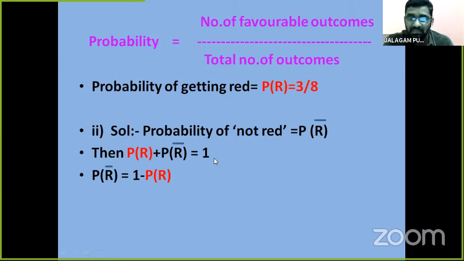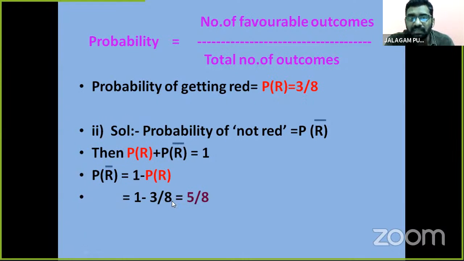We know that for complementary events, P of E plus P of not E is equal to 1. That's why here P of R plus P of not R is equal to 1. To find P of not red, we take this to the other side: 1 minus P of R.